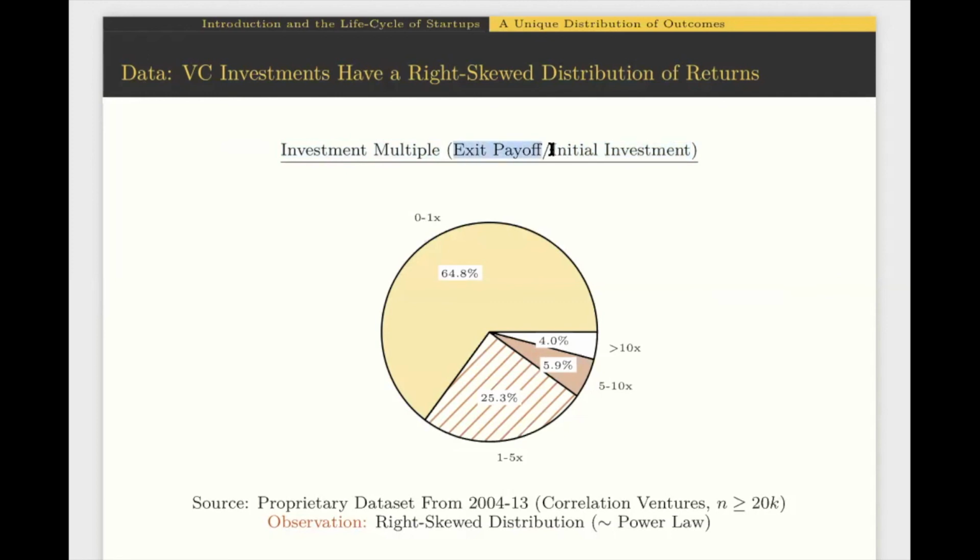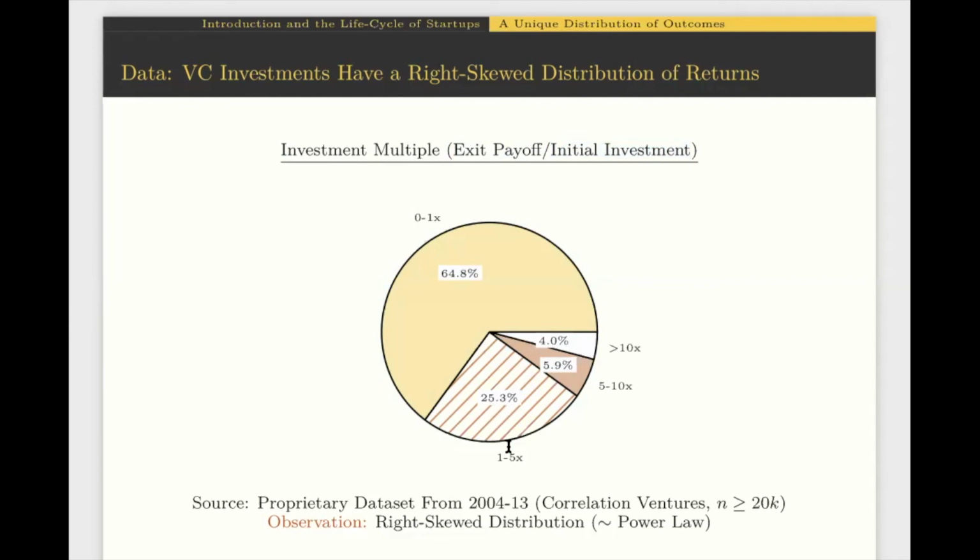So if a VC invests $10 million and eventually, when the company gets acquired or has an IPO, that payoff is worth $30 million, then the investment multiple for that VC in that investment round would be 30 divided by 10, which is 3. Obviously, a higher investment multiple is better. And what I have here is the distribution of outcomes for VC investments. About 65% of VC investments generate an investment multiple between 0 and 1, so they lose money.